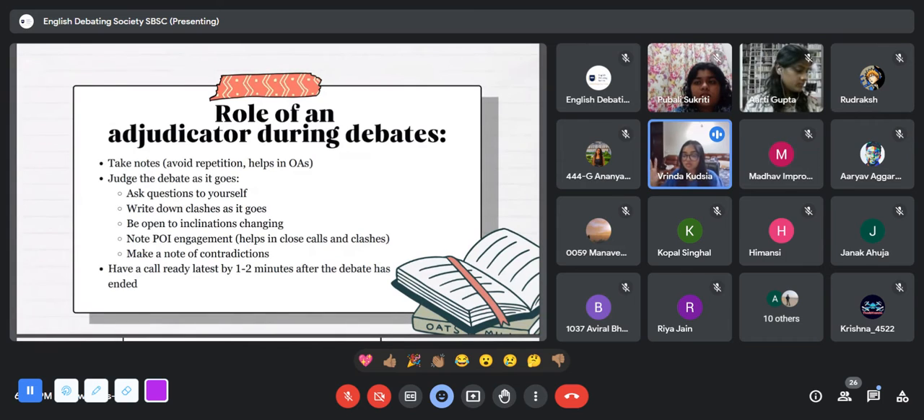How you do that is something which we'll cover in the next slide. But the idea is that you shouldn't think that your role is just to note things down while the debate goes. Your role is also to evaluate it as and when the debate takes place.